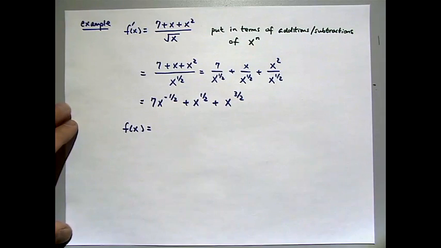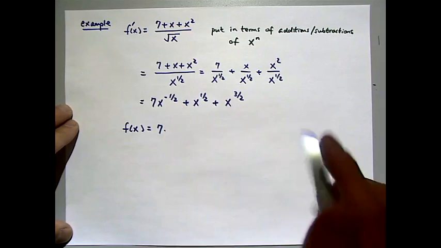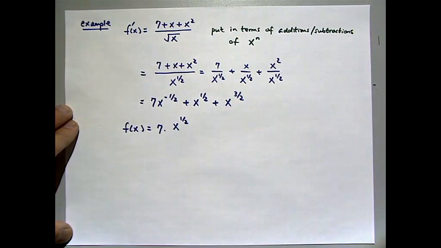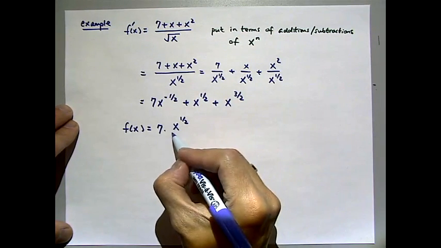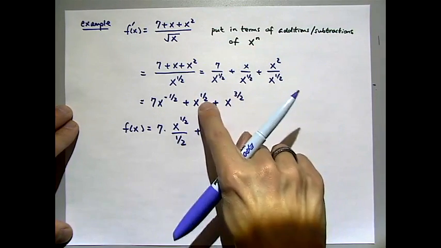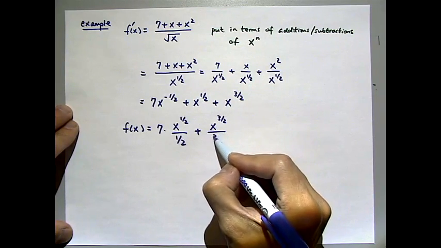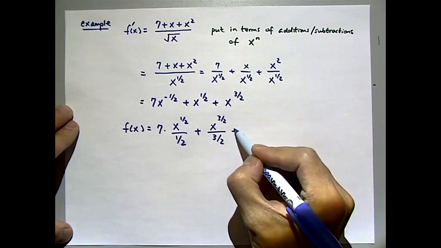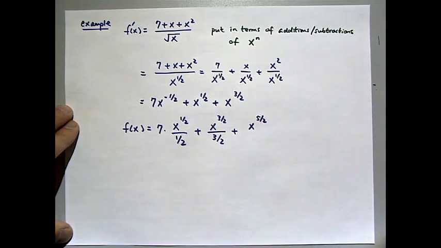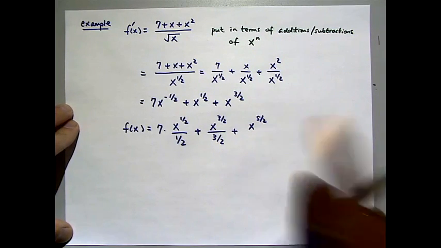Now we apply the rule. 7 doesn't participate. Add 1 to the existing power. If I add 1 to minus 1/2, I get positive 1/2, divided by the new power. Same thing here. Add 1 to 1/2, divided by the new power. Add 1 to the old power: 3 over 2 plus 1 is 3 over 2 plus 2 over 2, and that's 5 over 2.